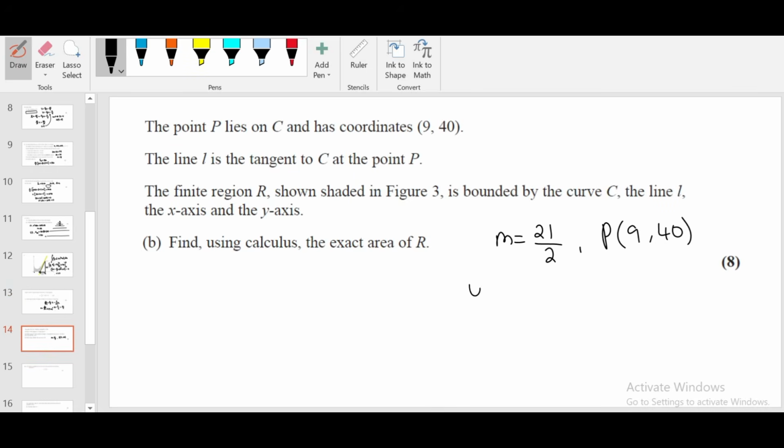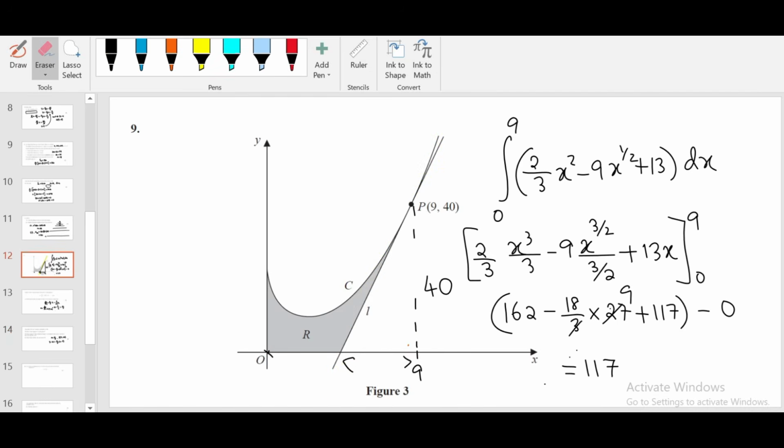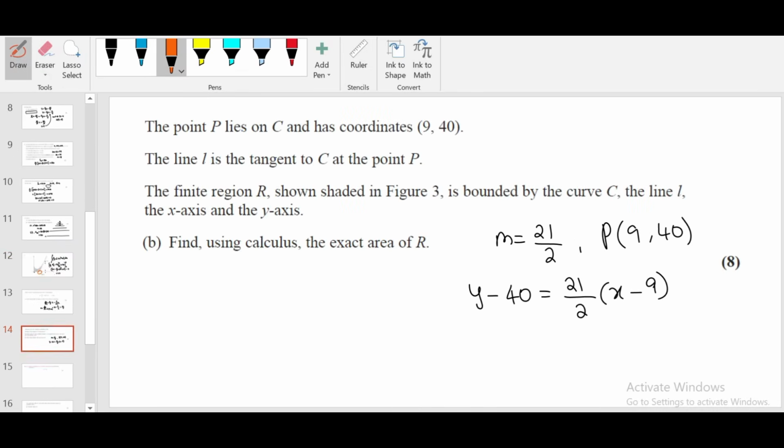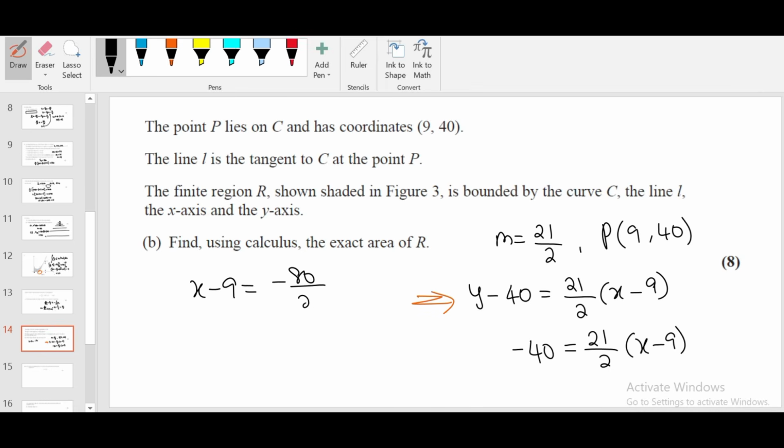The equation of the tangent is y minus y1 is equal to slope times x minus x1. Do not expand the bracket and find the equation because we are not interested in the equation. We just need the x-intercept of the straight line. How do we usually find the x-intercept? Replace y by 0 and make x the subject. So minus 40 is equal to 21 over 2 times x minus 9. Bring 21 over 2 here. x minus 9 is equal to minus 80 by 21.